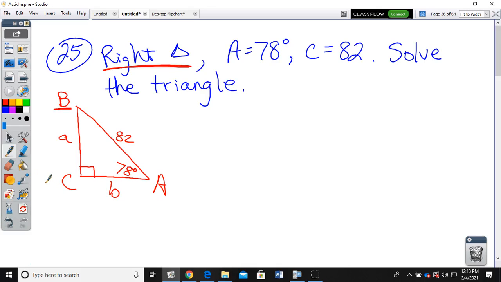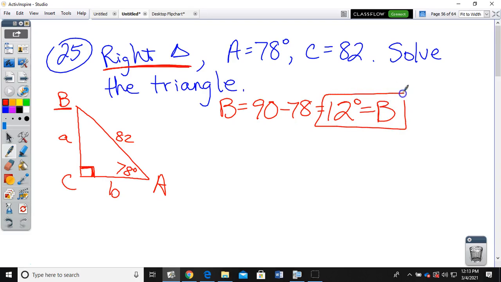What's the easiest to find first? Angle. Again, if there's 90 degrees here, these two have to add up to 90. So angle B is just going to be 90 minus 78. That is 12 degrees. Okay?